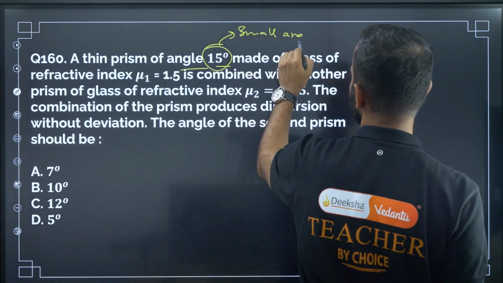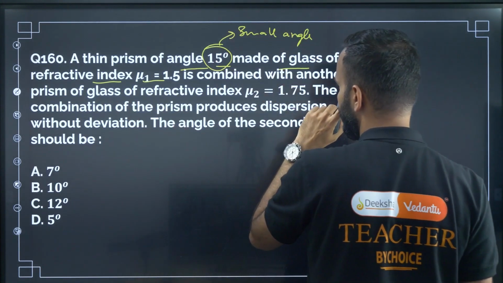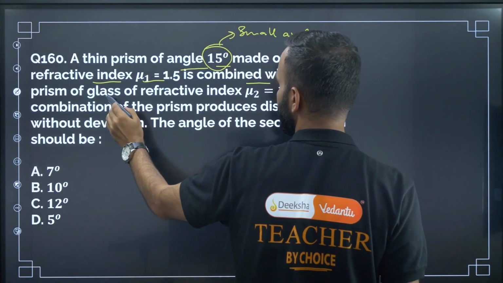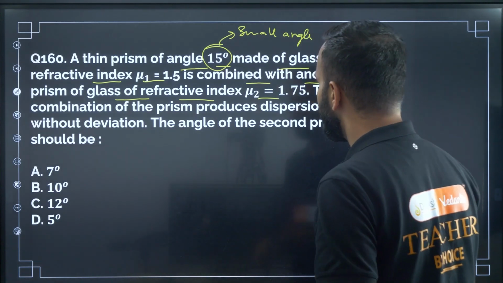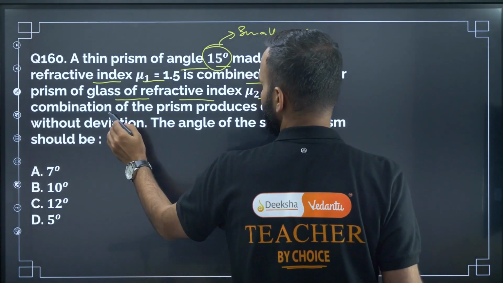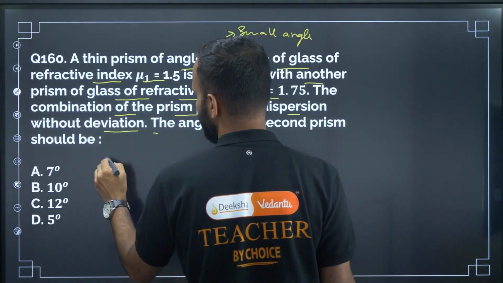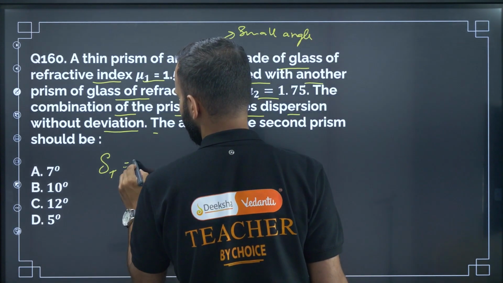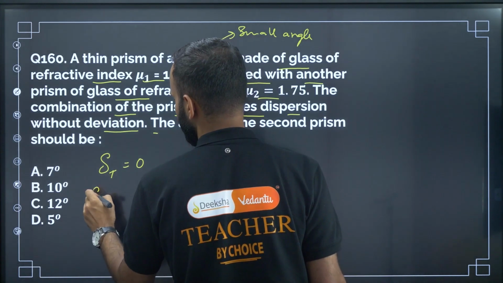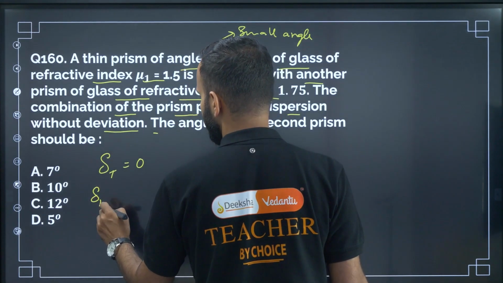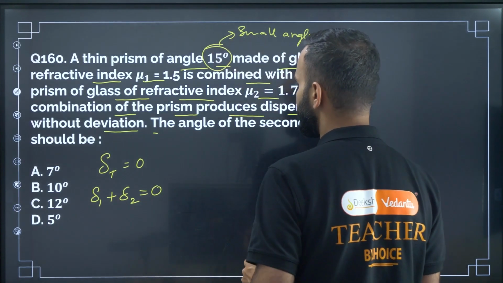A small angle prism made of glass of refractive index mu1 equal to 1.5 is combined with another prism of glass of refractive index mu2 equal to 1.75. The combination of the prisms produces dispersion without deviation. That is, the total deviation delta t equal to 0. So what is the total deviation? That is, deviation produced by the first prism plus deviation produced by the second prism is equal to 0.